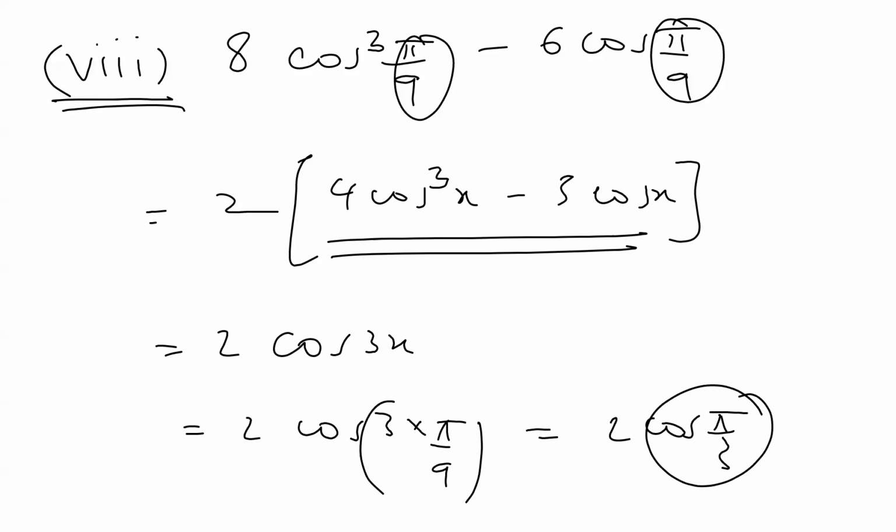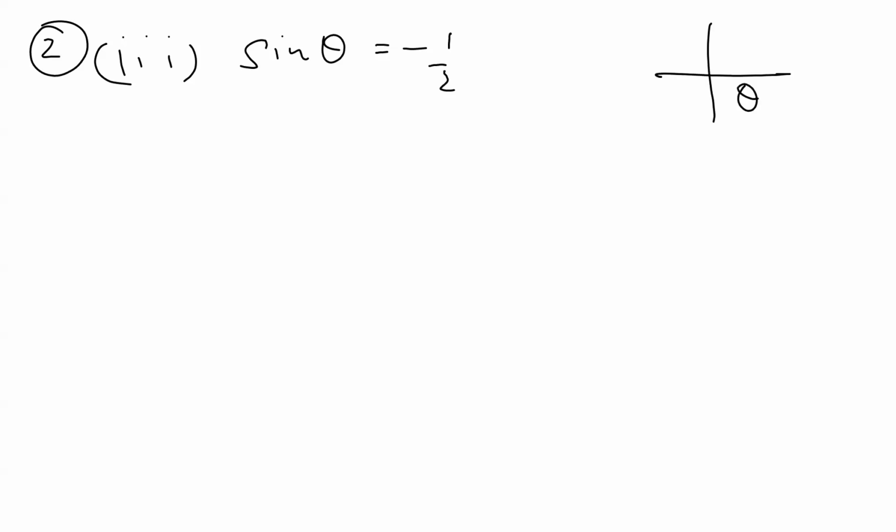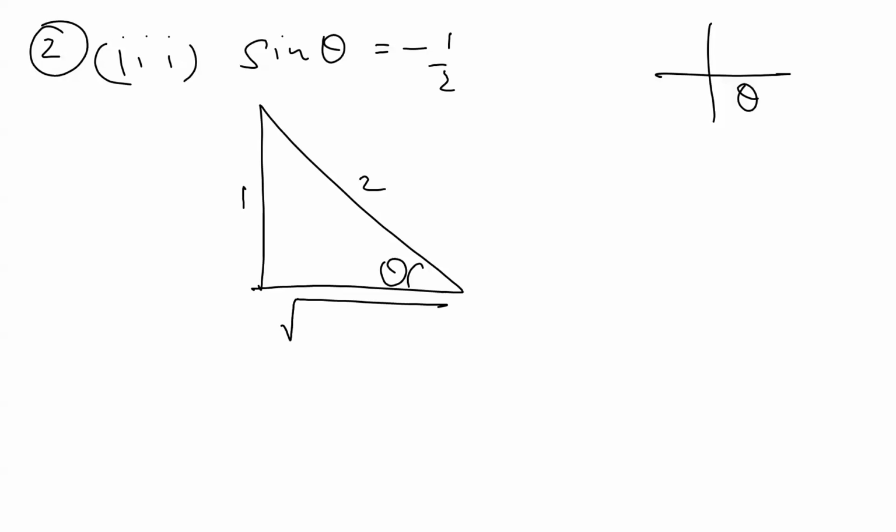Okay. Next problem, question number 2. Let's take question number 2, sub question 3. Sin theta is equal to minus half. Theta is in quadrant number 4. So first we'll calculate cos theta. So this is opposite upon hypotenuse. So this is going to be 2 square, that is 4, minus 1 square, which is 1, which is equal to root 3.